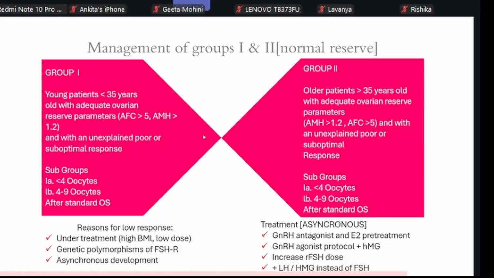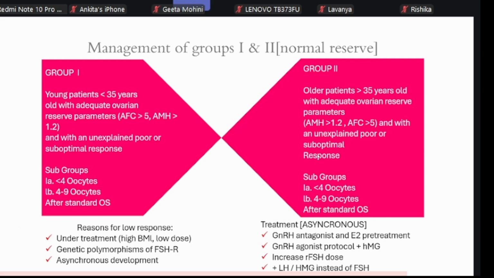So how do we manage these poor responder cases? In group 1 patients, usually the AFC is normal, AMH is normal, and age is also less. So the reasons for low response might be to check for BMI, if any underdosing, and some patients even will have genetic polymorphisms of FSH and LH receptors. So they might need both combined FSH and HMG. So we have to check if there is any genetic polymorphism. And if there is any asynchronous development, we have to give some pre-treatments to correct the asynchrony. So these factors can be looked into in group 1 patients.